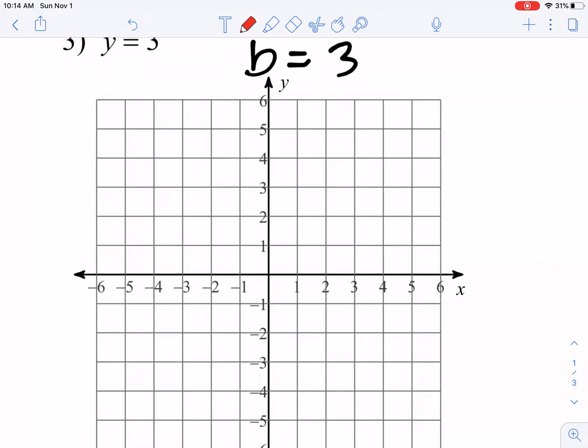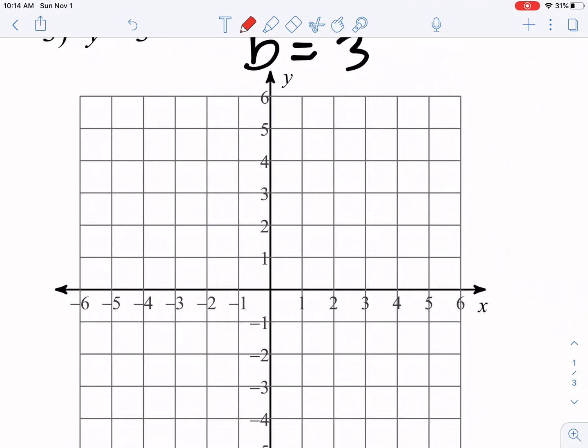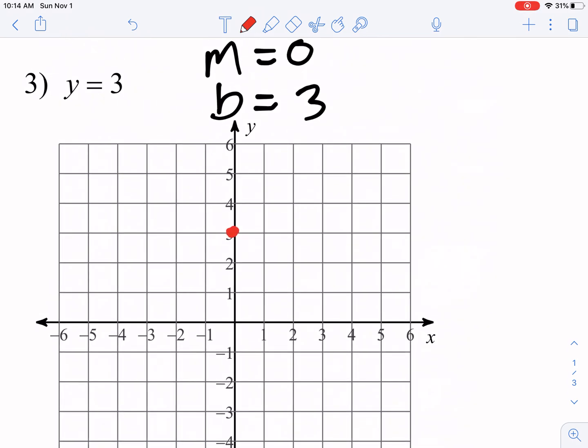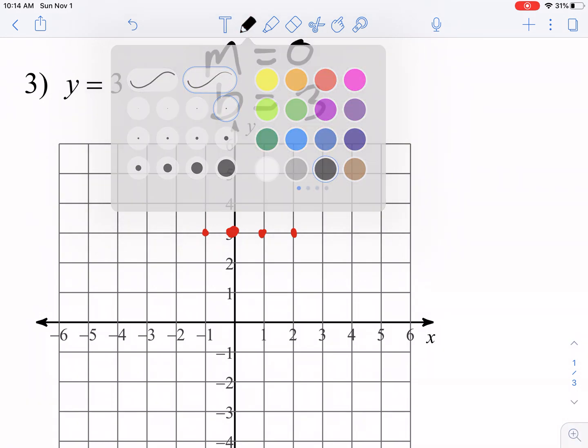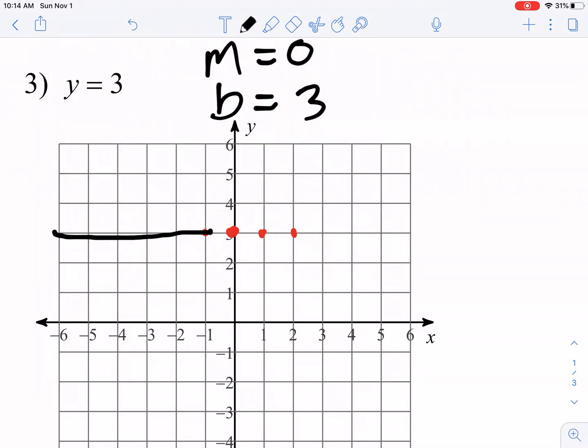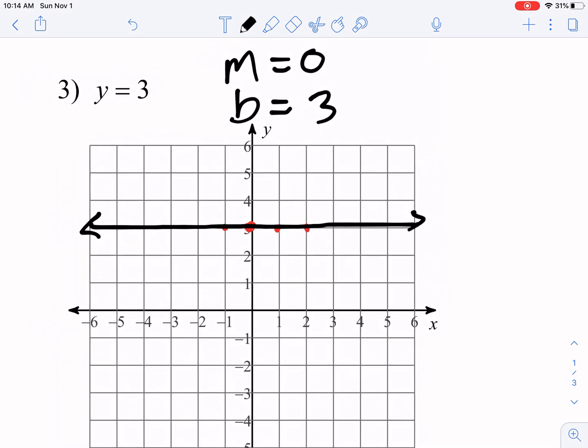Okay? So the first thing we need to plot again is B equals 3. And since our slope is 0, that means we have a horizontal line. All we need to know is that every y value is going to be a 3, and we have a horizontal line right through our y-intercept there. Just having a hard time drawing today. There we go. All right, so y equals 3.